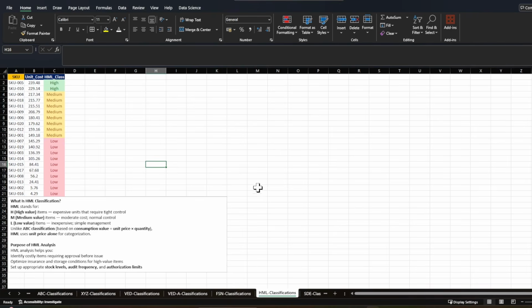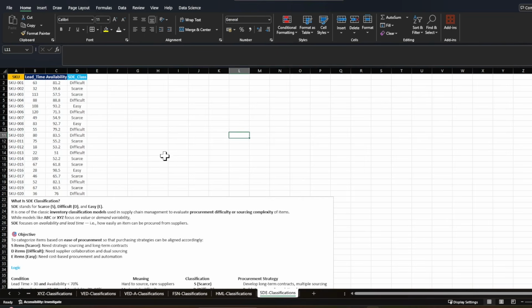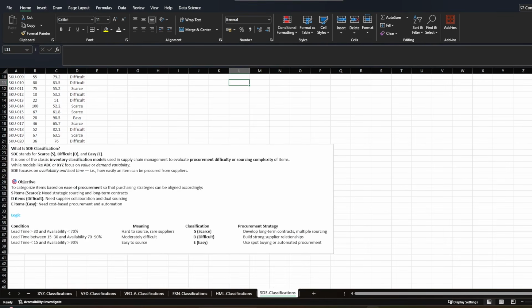Now we are moving to our final one, which is SDE classification. It is a procurement-based inventory classification. SDE stands for Scarce, Difficult and Easy, and it is one of the classic inventory classification models used in supply chain management to evaluate the procurement difficulty or sourcing complexity of any item. Models like ABC or XYZ focus on value or demand variability, but SDE focuses on availability and lead time.